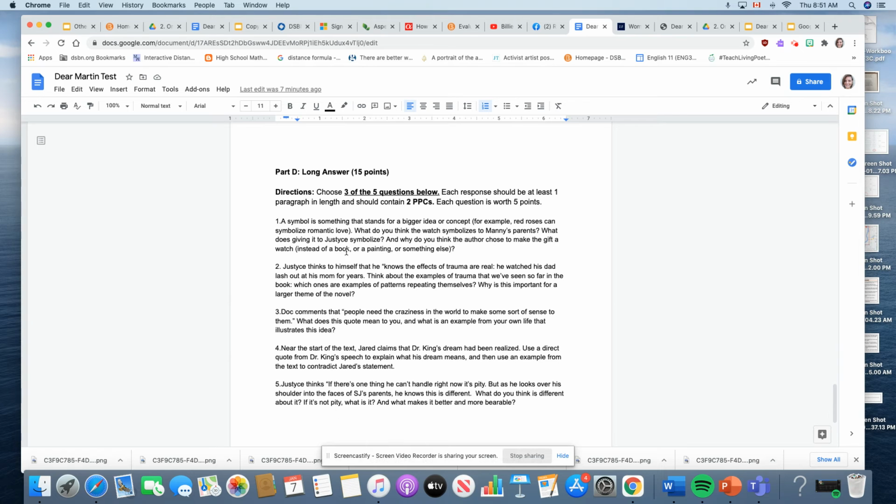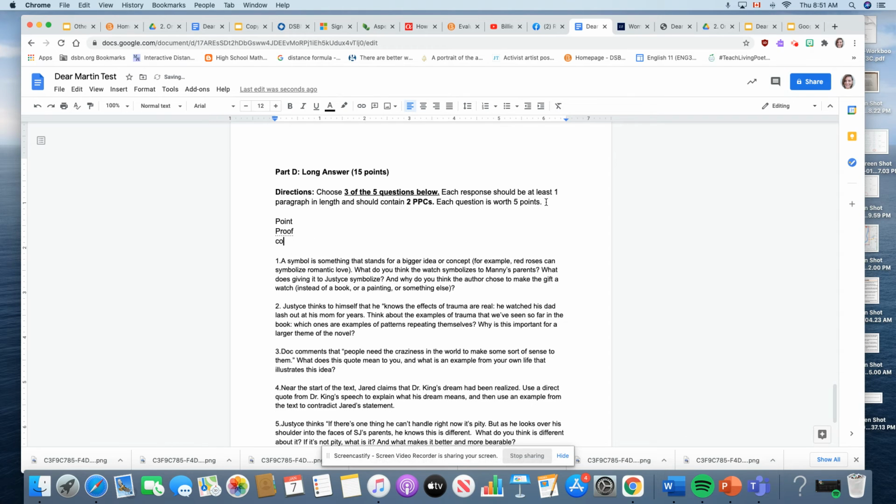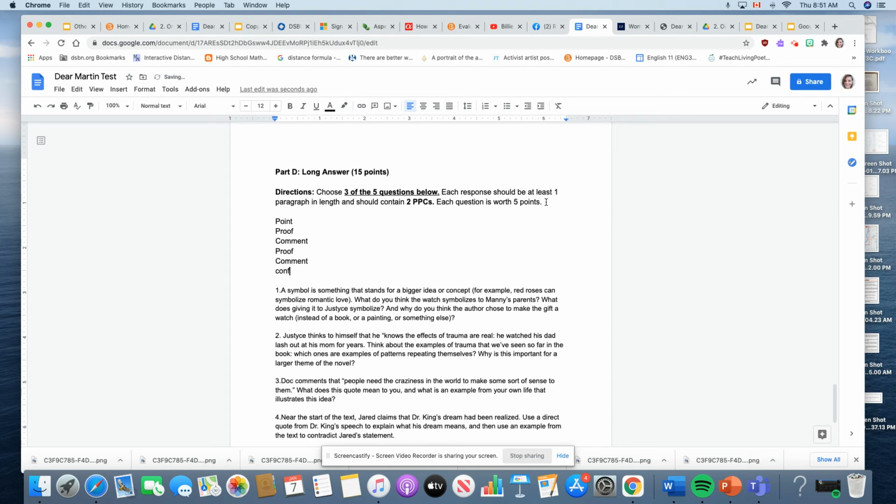However, for the long answers, you only have to give me a paragraph, but I want it to be a good paragraph. Okay, so you should have 2 PPCs. Structurally, the way that it's going to look is something like this. You're going to have your point, and then you're going to have your proof, your comment, your second proof, your comment, and then your concluding sentence. This is not 100% needed. It just will wrap up your idea and give you another opportunity to reiterate what you're thinking.